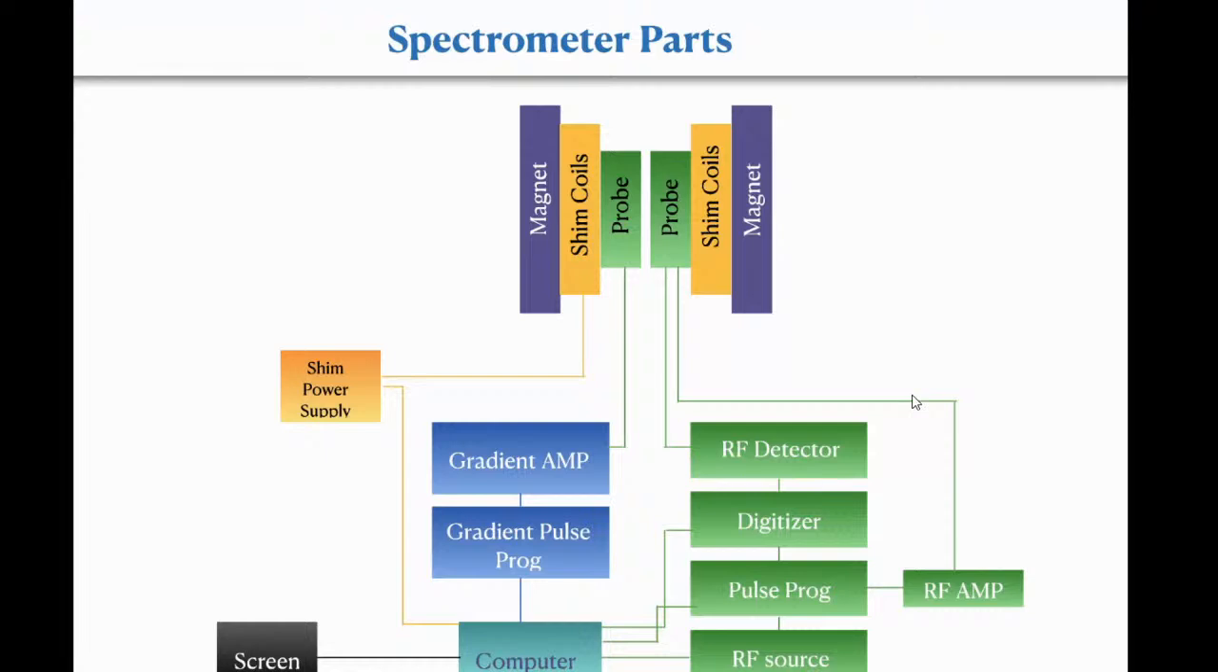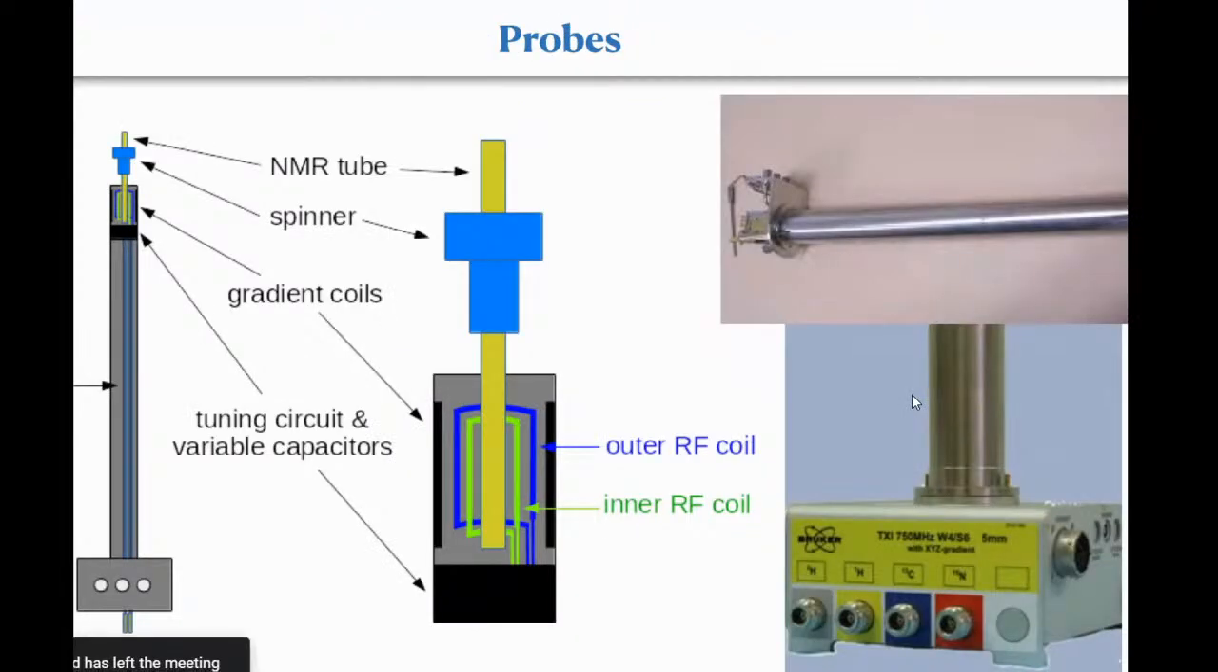All right, and then in the probe there is a different route. The signal is received from the same coil. It goes to the preamplifier, then to the digitizer, then to the computer, and then to the screen. Now this is a probe of your NMR spectrometer, and the whole probe would look like this. It's really long, around half a meter, possibly.